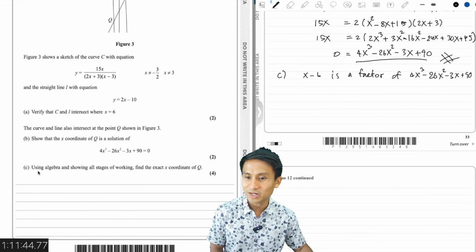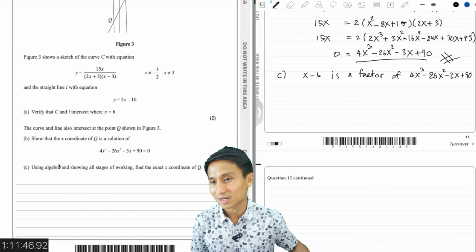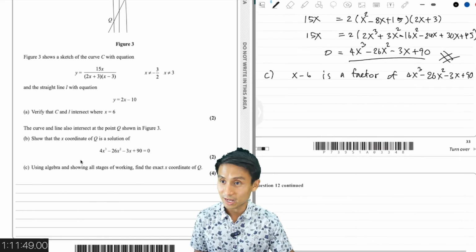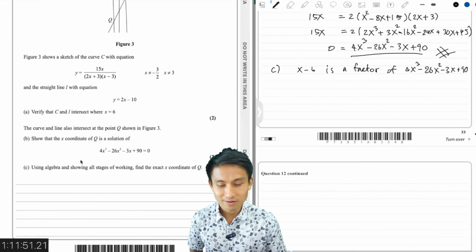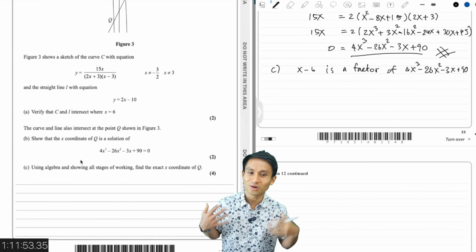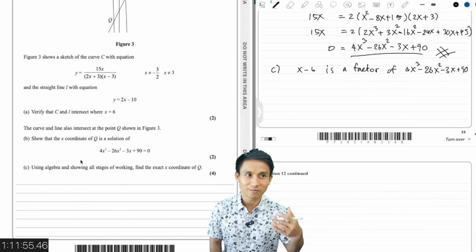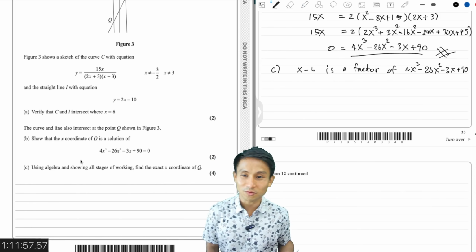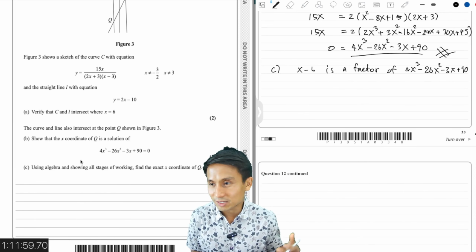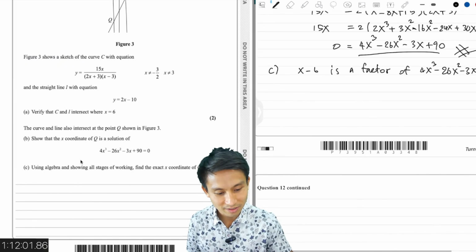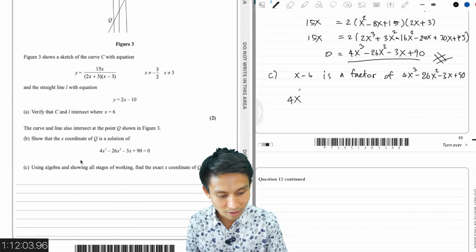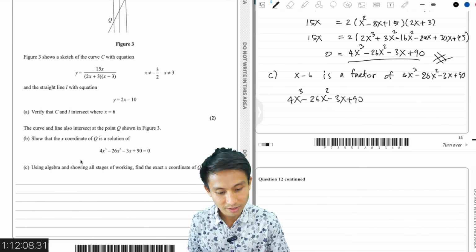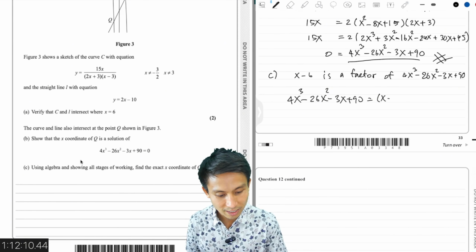Although it doesn't use the word hence or something, or use the answer to part A or whatever, we need to know that. And that's important. So again, you can either do a long division or a short division or even factorizing. Now this time I'll try something different. Yeah, let's do factorizing, right? So we're going to do 4x cubed minus 26x squared minus 3x plus 90. So I'm going to put it equal to x minus 6.